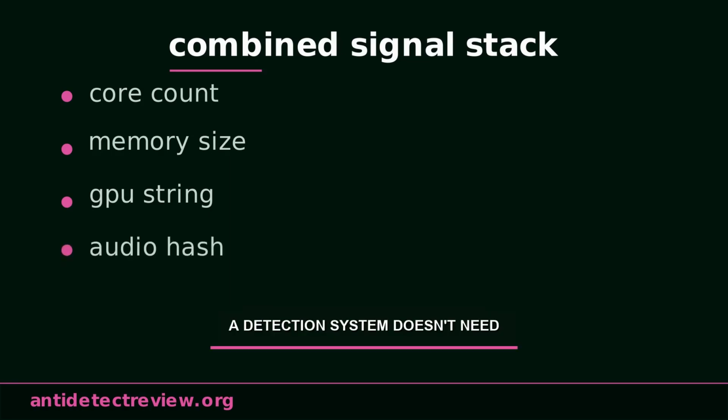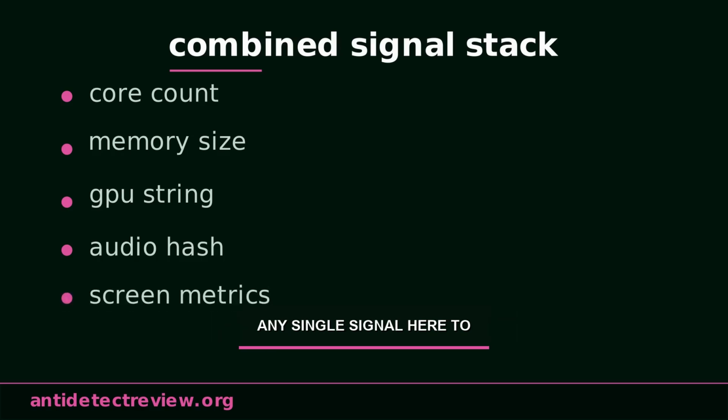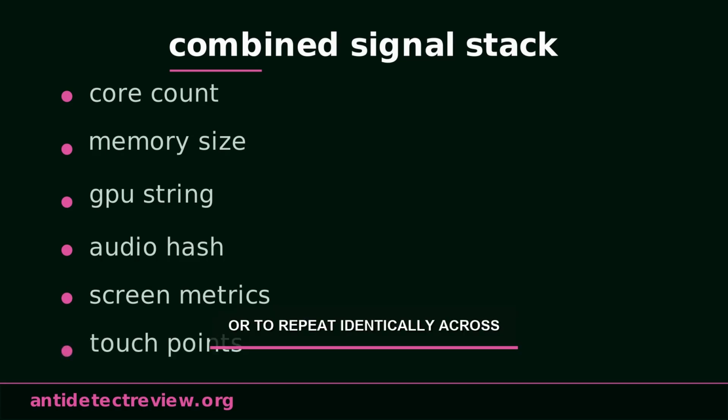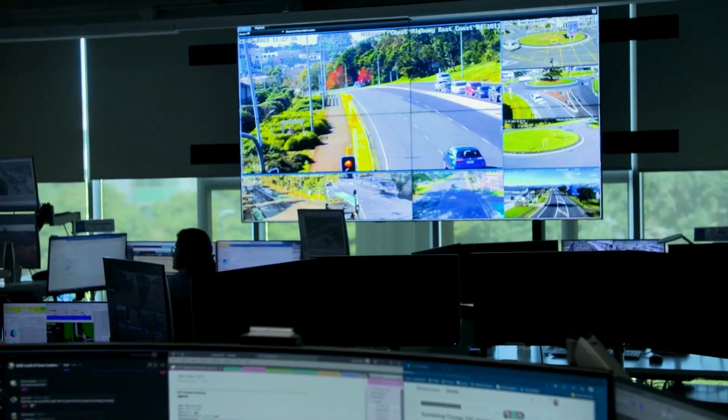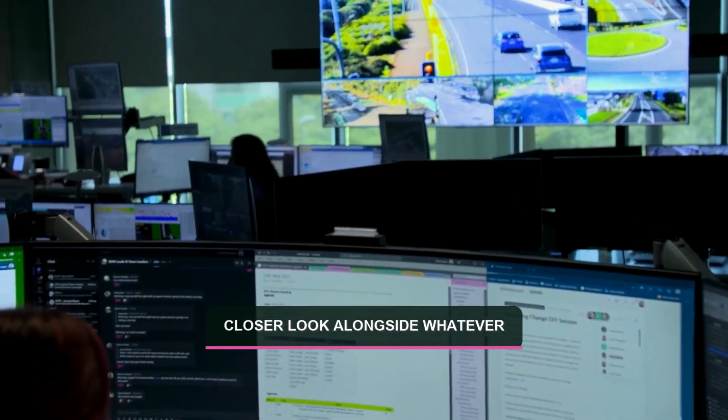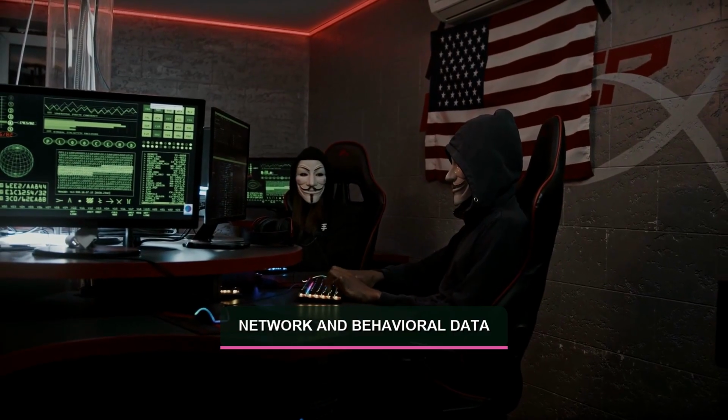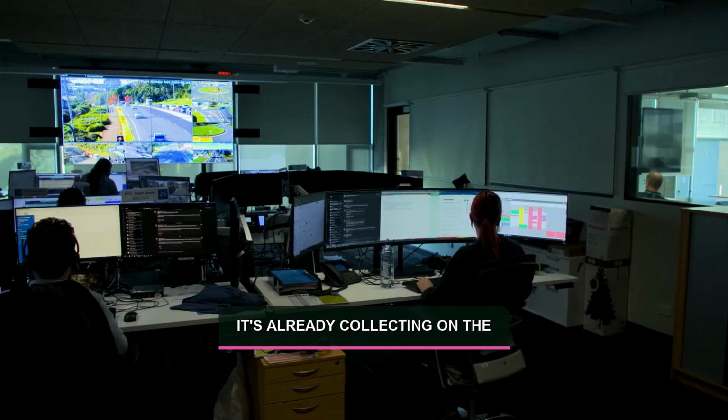A detection system doesn't need any single signal here to be unique to you personally. It just needs the full combination to be unusual, or to repeat identically across a batch of accounts, to get flagged for a closer look alongside whatever network and behavioral data it's already collecting on the session.